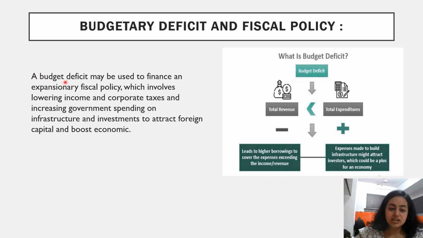A budget deficit may be used to finance an expansionary fiscal policy, which involves lowering income and corporate taxes and increasing government spending on infrastructure and investments to attract foreign capital and boost the economy.